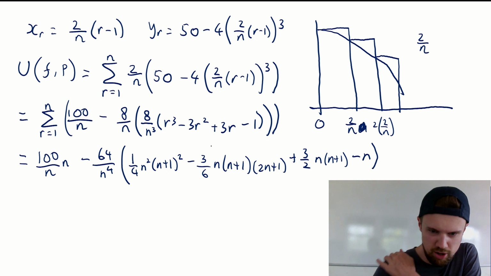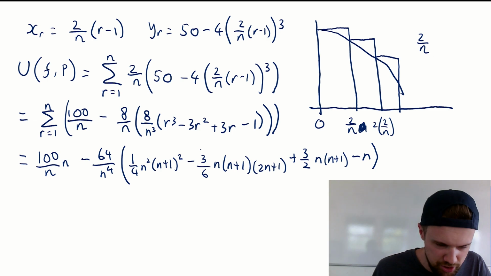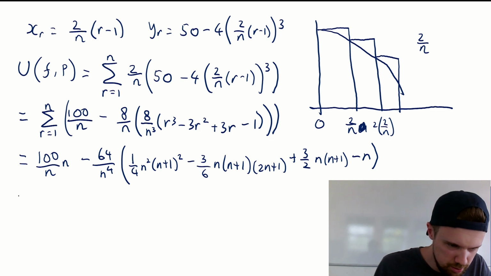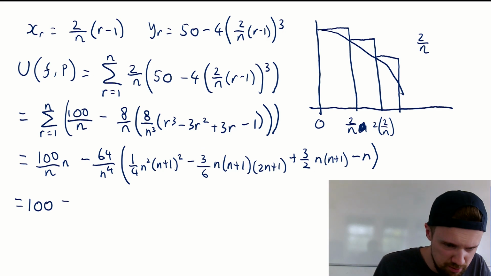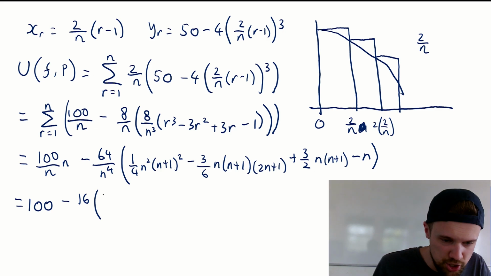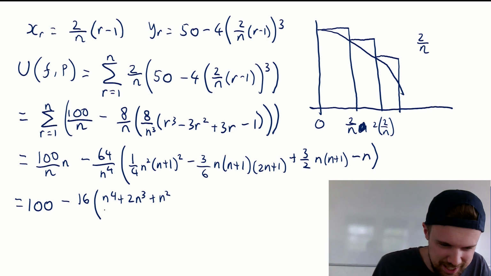Blimey, that was a lot of stuff written out there, a lot of stuff that needs to be multiplied out. We're going to do it. First bit is 100. Next bit, 64 divided by 4 is 16. And then you've got the individual fraction that you've got there, which we could later simplify. It's the same stuff we were dealing with earlier, funnily enough. So that's just going to be n to the power of 4 plus 2n cubed plus n squared, all divided by n to the power of 4.